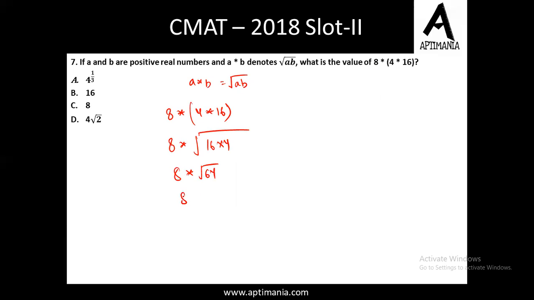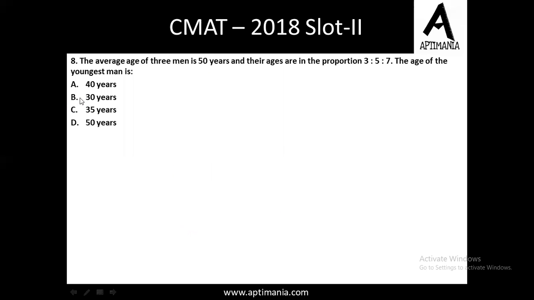and root of 64 we know is equal to 8, and applying 8 asterisk 8 will be root of 8 into 8, which is root 64, and root 64 is again 8. So in case we solve this, we are getting the answer as 8. So for question number 7, the correct answer is option C, that's 8. Let's go ahead to the next question. Question number 8 is on the screen.